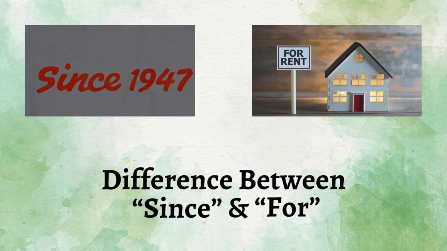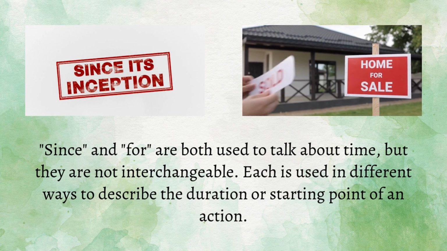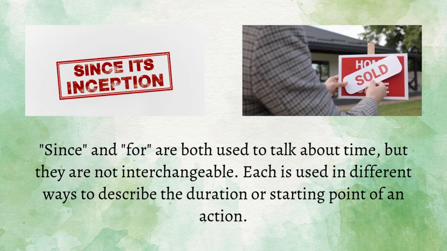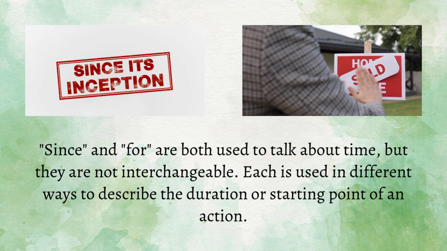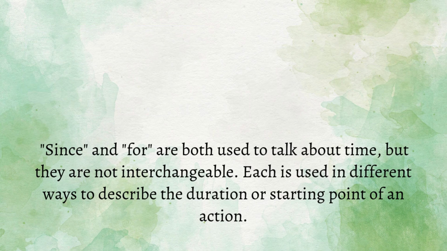Difference between since and for. Since and for are both used to talk about time, but they are not interchangeable. Each is used in different ways to describe the duration or starting point of an action.